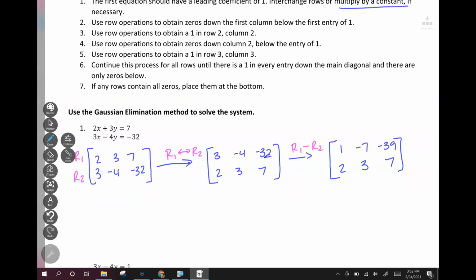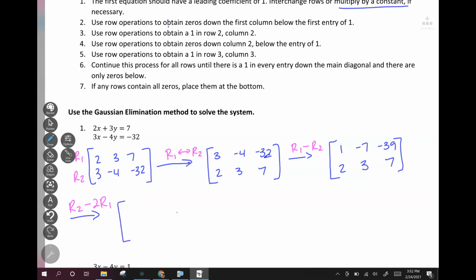All right, so now that we have a 1 in row 1, we're going to use row operations, step 2, to obtain zeros down the first column below the first entry. Okay, so I need to make this 2 into a 0. How can I do that? Well, I could do row 2 minus 2 of row 1. And that will leave me with 0 there.